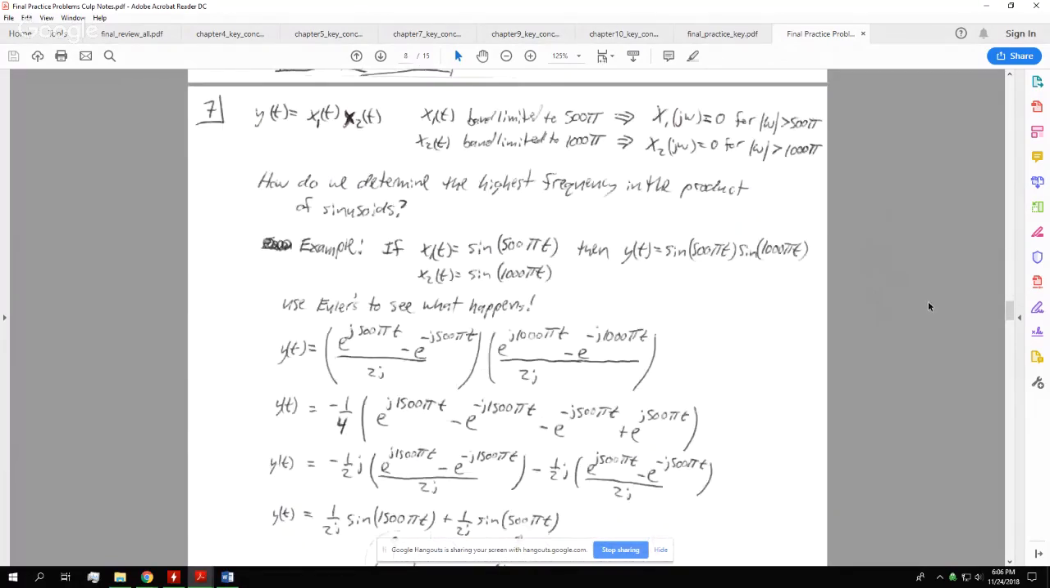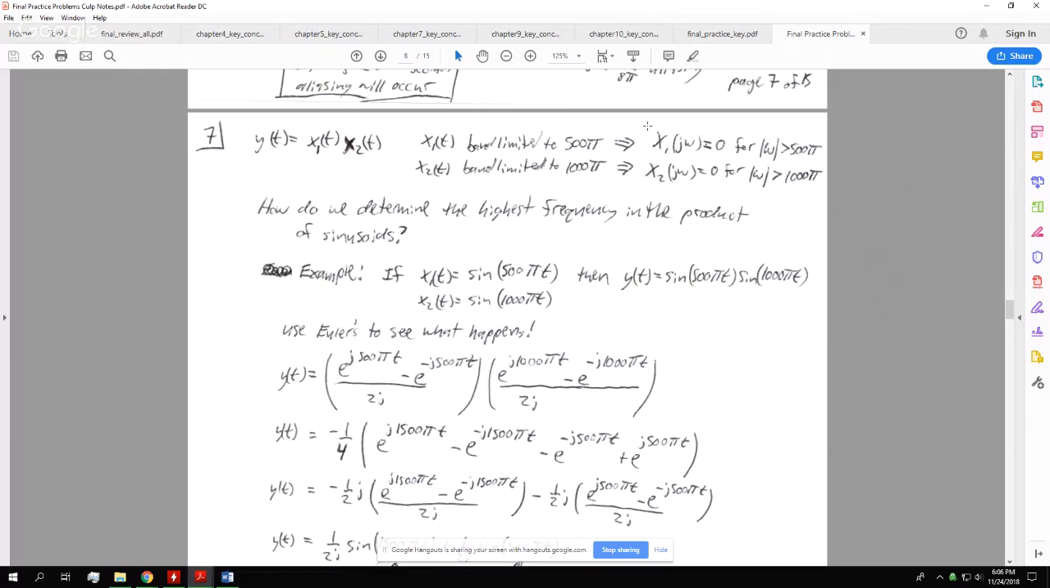So in problem 7, we're told that our first signal is band limited to 500 pi and our second signal is band limited to 1000 pi. So rewriting that, just to show it mathematically, we're saying that our signal in the frequency domain is 0 everywhere except up to 500 pi for the first signal and 1000 pi for the second signal. Now I wrote this little note here.